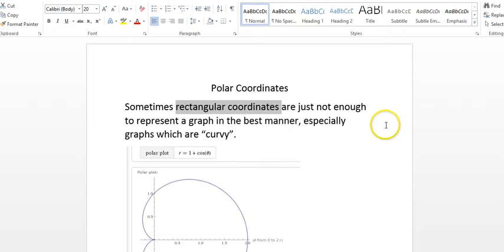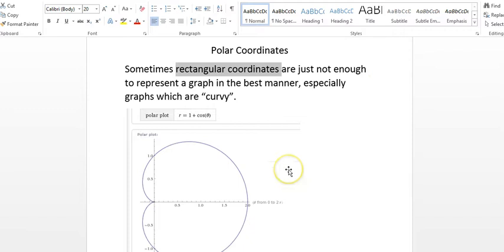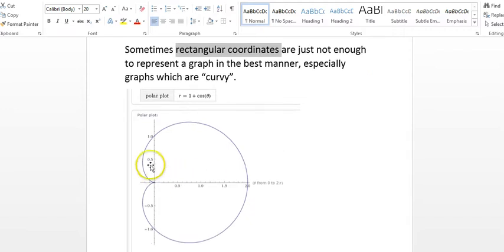But sometimes rectangular coordinates are not good enough to represent various mathematical objects. And one such mathematical object is a nice round curve. Now if you look at this nice round curve, it is not rectangular. This curve is not vertical or horizontal, it's curved. So to represent this curve, it is best if you use a different set of coordinates, not rectangular coordinates, but a different set of coordinates known as polar coordinates.